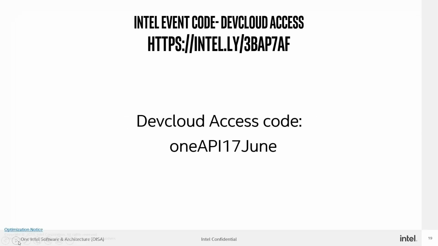Okay, all right. So the DevCloud access code is: one in small letters, API in all capital letters, 17, and then J is caps, June. So OneAPI 17 June. Please make sure API is all caps, and in June, J is caps. Please make a note of it, and it is also given in the document. This is the DevCloud access code.